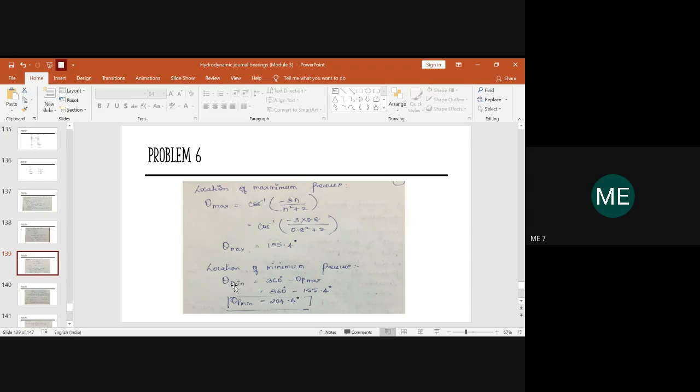Theta minimum means the pressure minimum location, and it will always be 360 degree minus the theta max value. In this problem, we have got the theta max value as 155.4 degree. So kindly substitute the theta p value here and subtract from 360. Then you will get the theta minimum. That is the location where the pressure will be minimum. So kindly calculate how much you get theta minimum as.